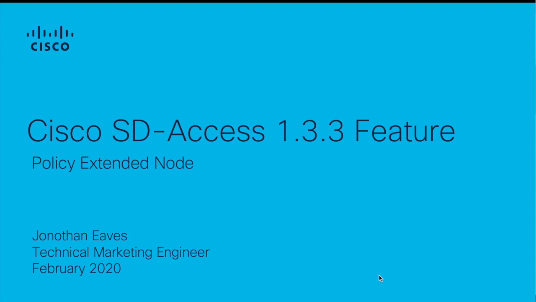This is accomplished with a single network fabric across LAN and wireless LAN, which creates a consistent user experience anywhere without compromising on security. And today I'm going to talk about this new 17.3.3 feature called Policy Extended Node.